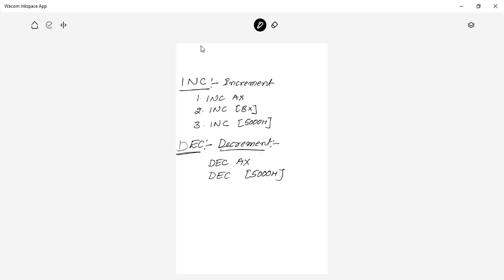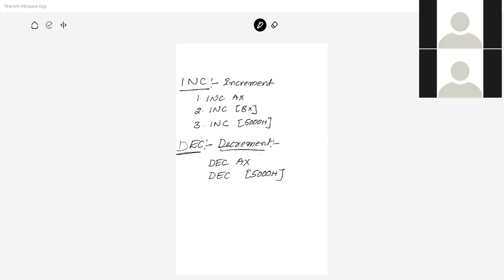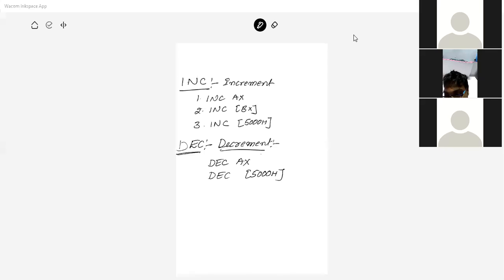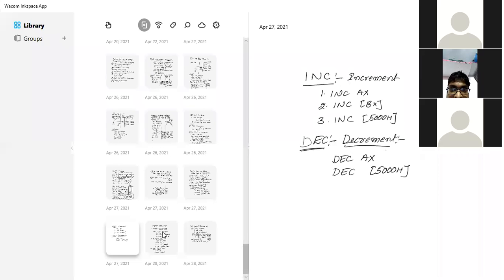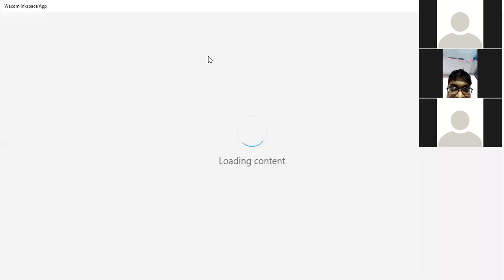Any doubts? If anybody is having any doubts, please ask. K5, any doubt? Sir, what is the difference between loading and storing, sir?